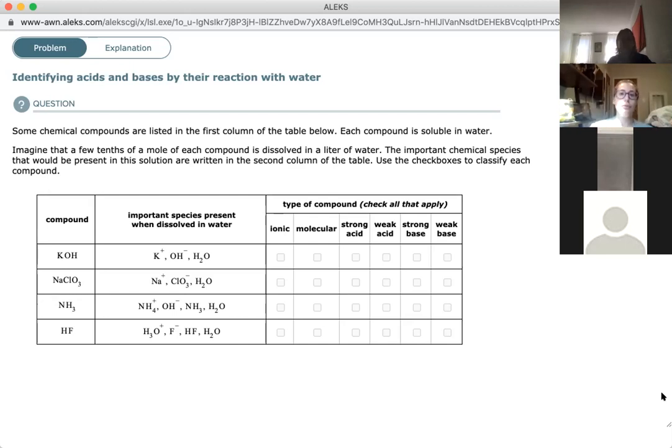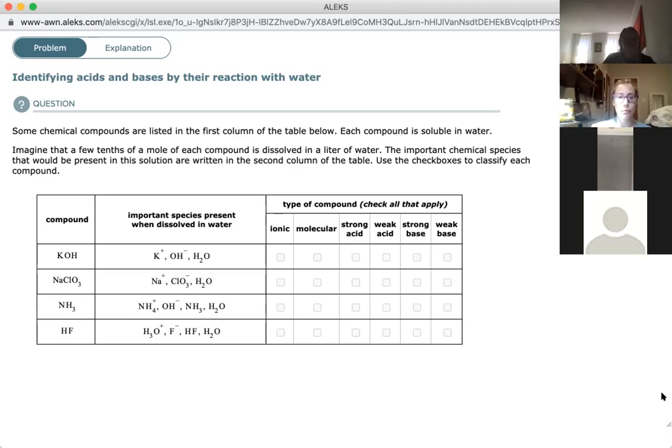Second one, there's no H plus, there's no H3O plus, there's no OH minus, so it's not an acid or a base. So you don't have to worry about it being an acid or base. But there are ions. Na plus is an ion, ClO3 minus is an ion, so that means it's ionic. So NaClO3 would just be an ionic compound.